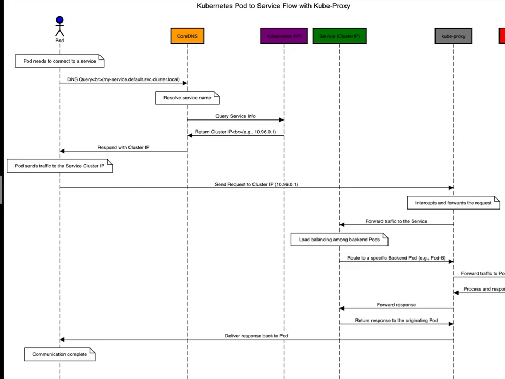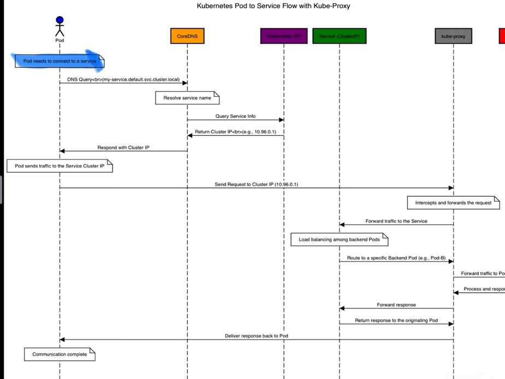Here's a simple but detailed explanation of the diagram, step by step. 1. Pod needs to talk to a service. Your application needs to connect to a Kubernetes service called myService. Since it doesn't know the service's IP address, it starts by asking CoreDNS to resolve the service name.